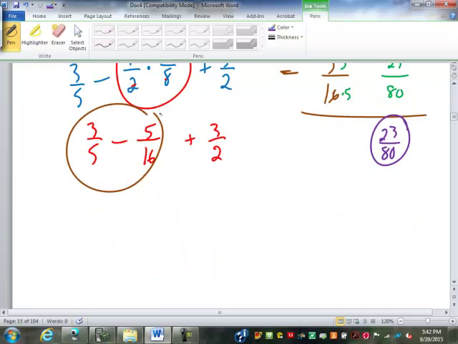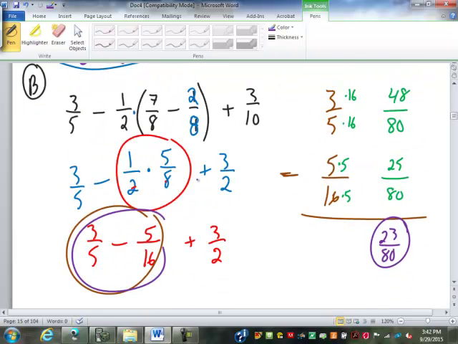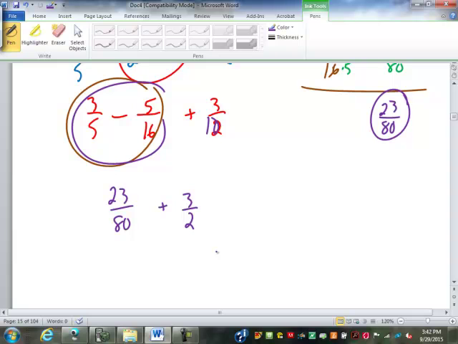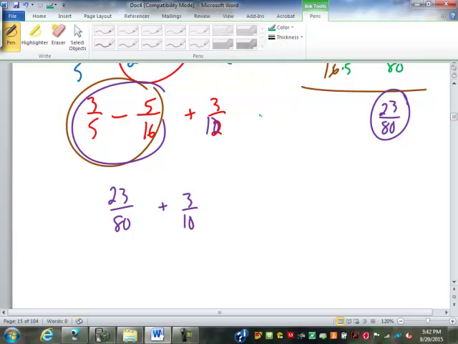So this here is replaced with 23/80 plus, that is 3/2. Oh, I didn't. It's still 3/10. So it's plus 3/10. Thank you. That's just my mind playing tricks on me in the evenings.